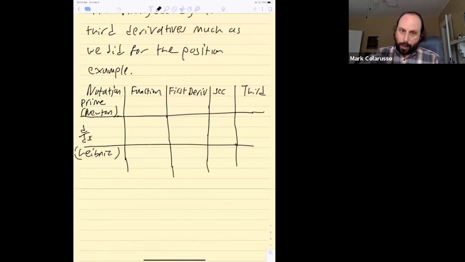Okay, so in Newton's notation, you write your arbitrary function as f of x. Your first derivative is f prime of x.